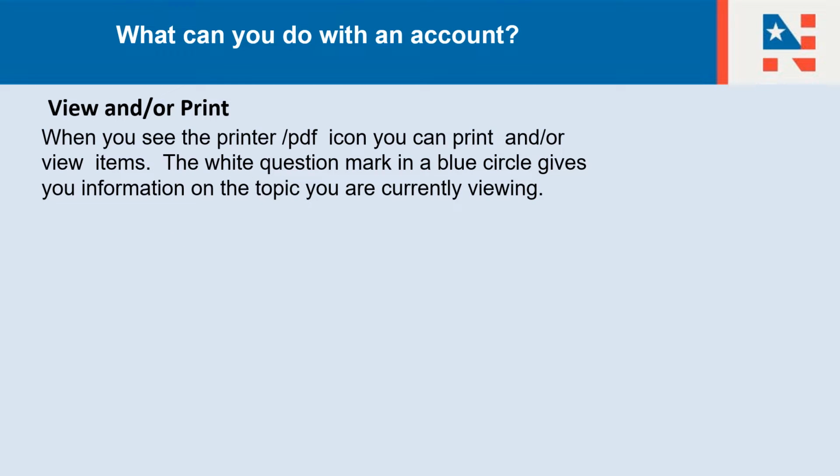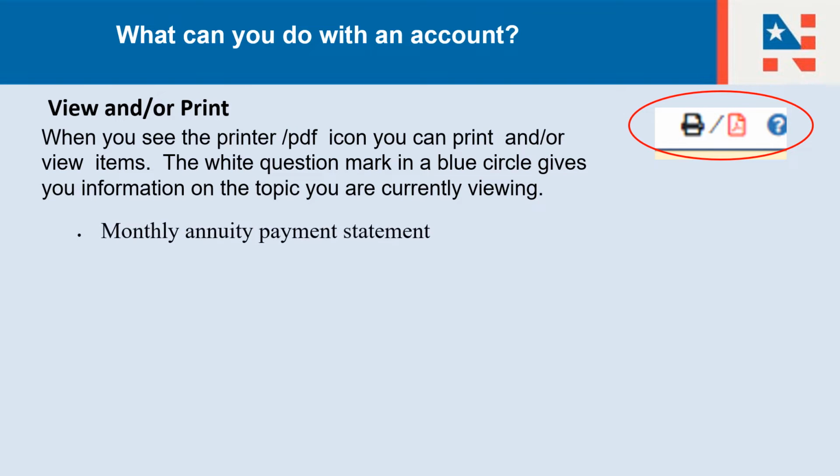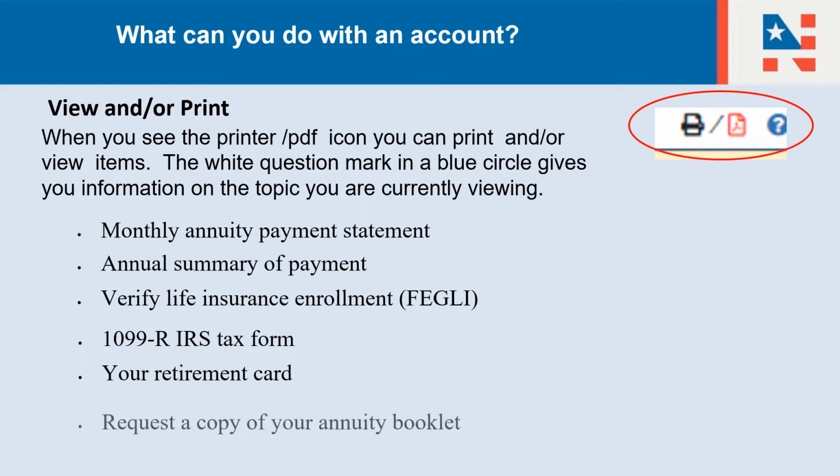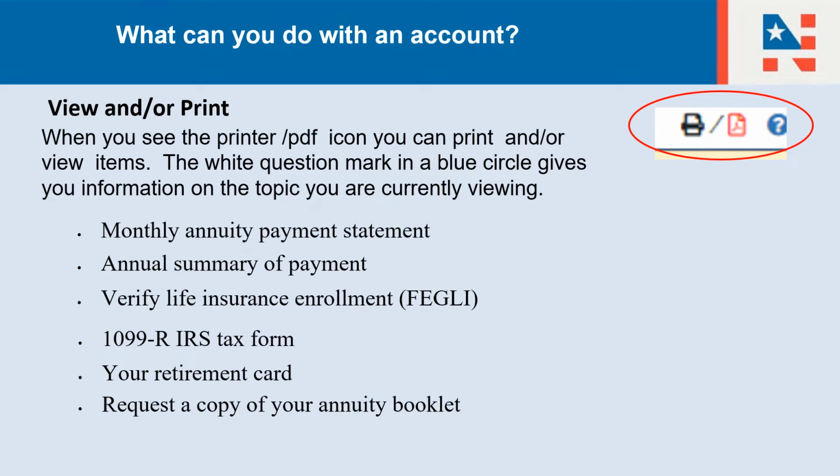When you see the printer PDF icon, you can print or view items. The white question mark in the blue circle gives you information on the topic you are currently viewing. You are able to print or view monthly annuity payment statement, annual summary of payment, verify life insurance enrollment FEGLI, 1099-R IRS tax form, your retirement card, and request a copy of your annuity booklet.